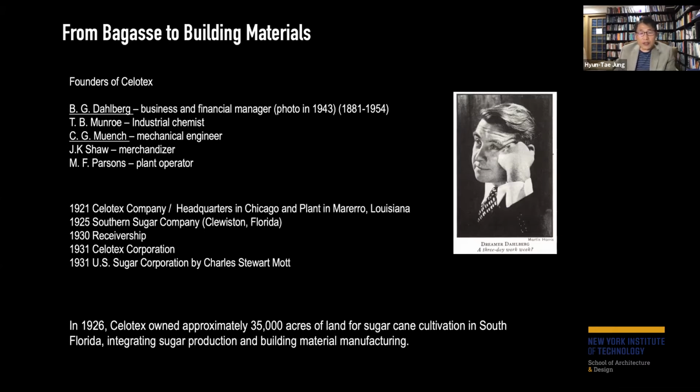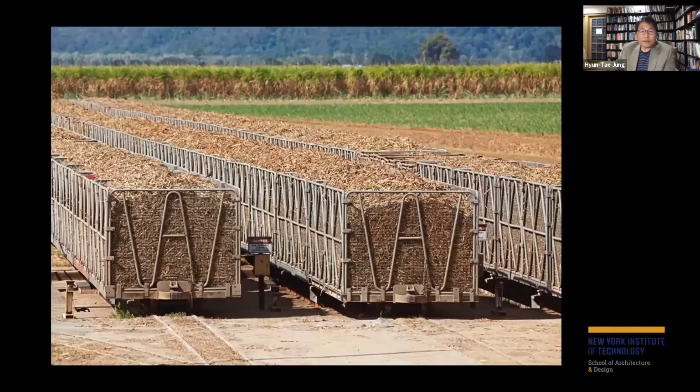Celotex owned approximately 35,000 acres of land for sugarcane cultivation in South Florida, integrating sugar production and building material manufacturing. So suddenly, sugarcane cultivation and building material manufacturing were under one umbrella. You can see sugar cane there, and then extracting all the sweetness, and then processing, and putting in some chemical and glue.